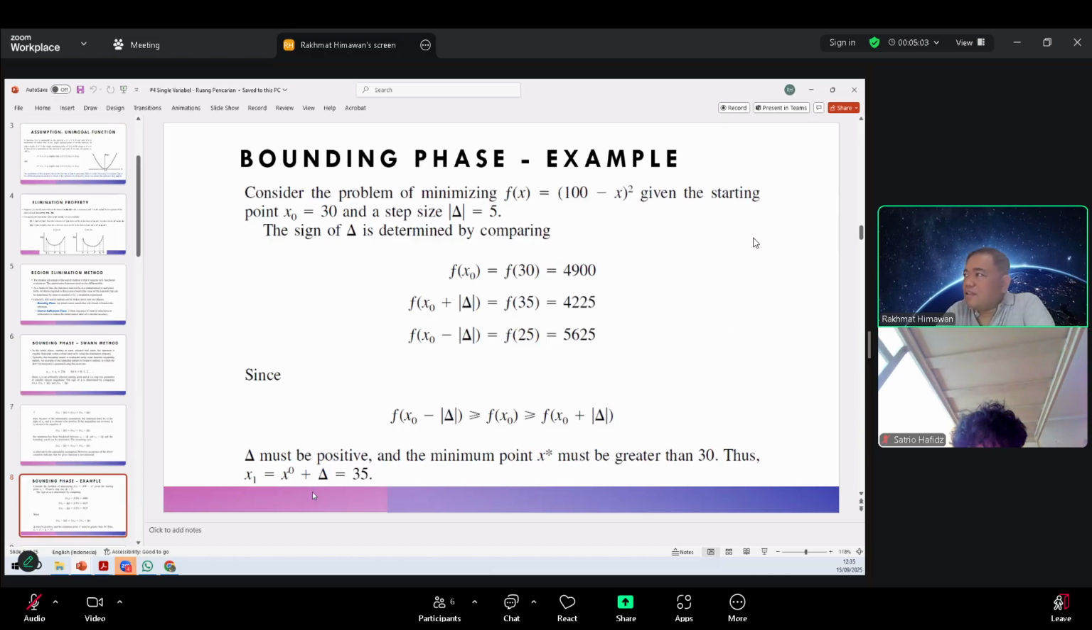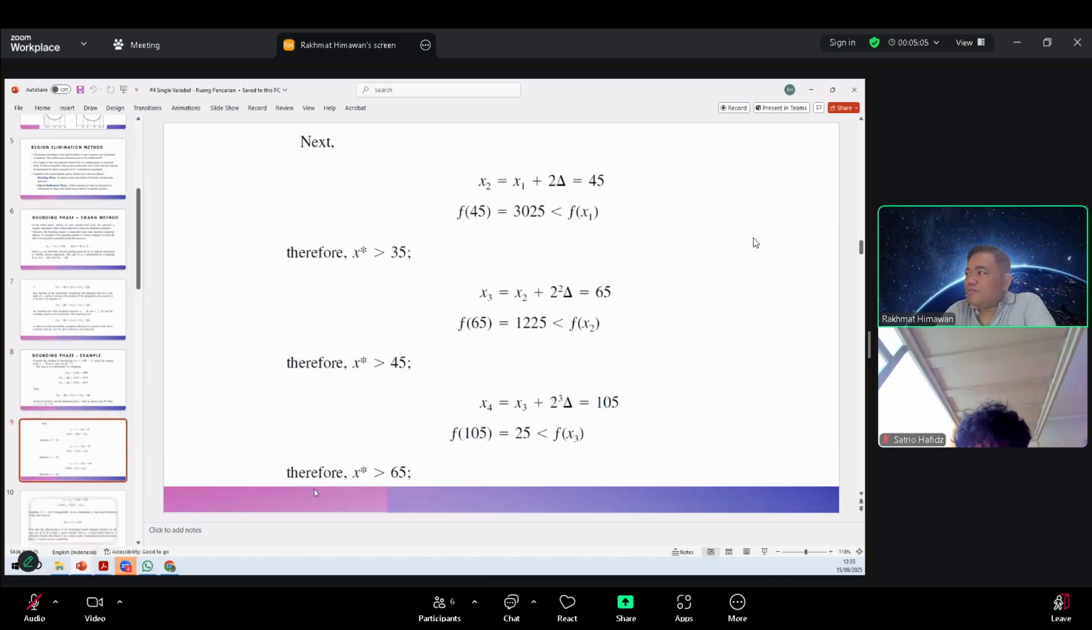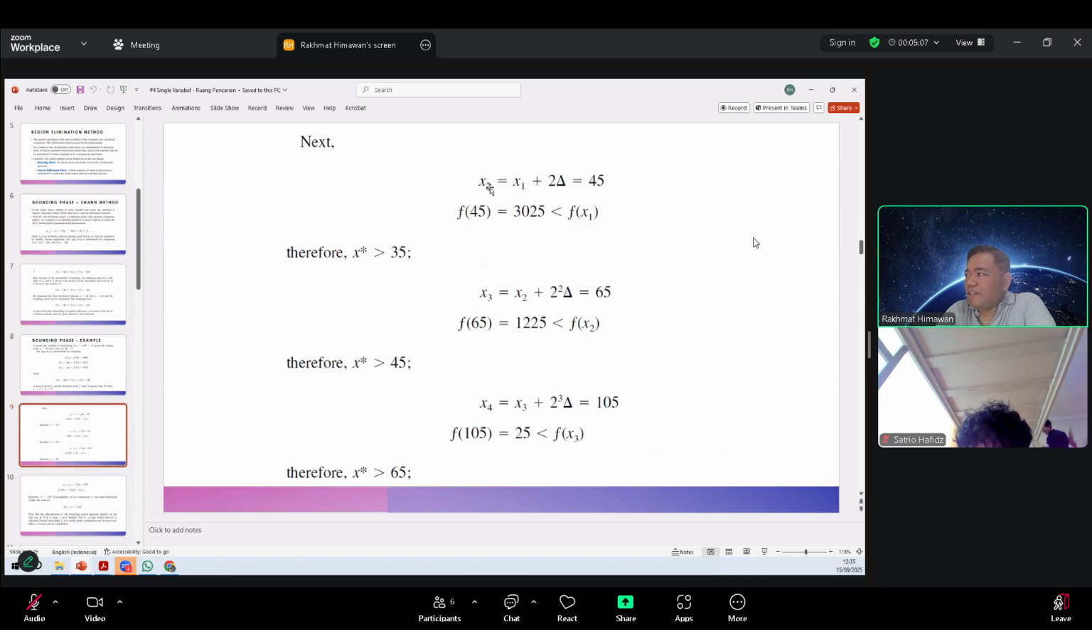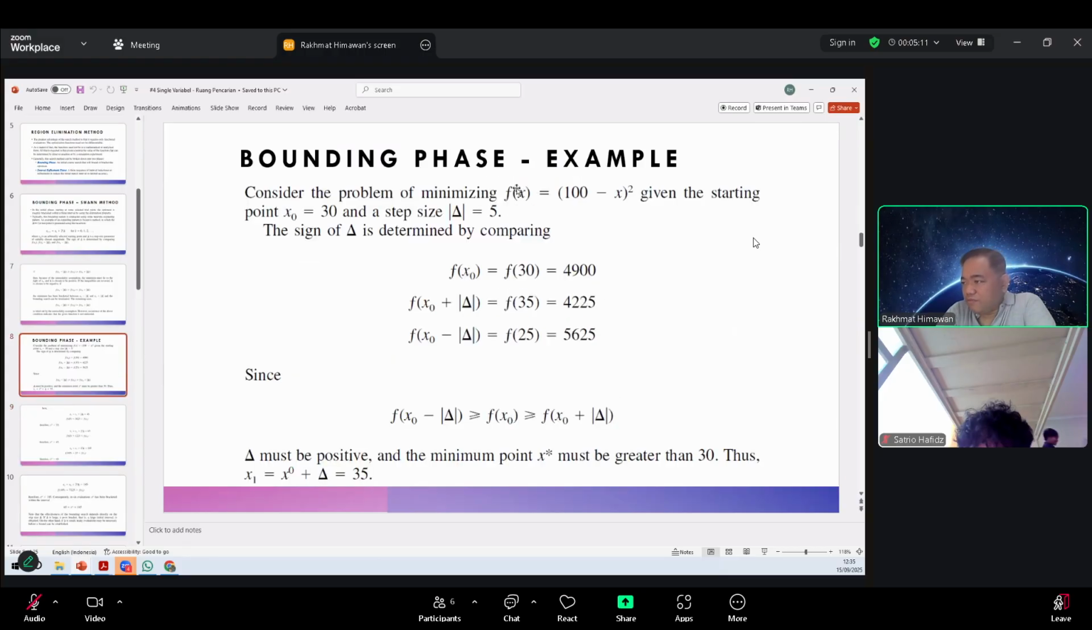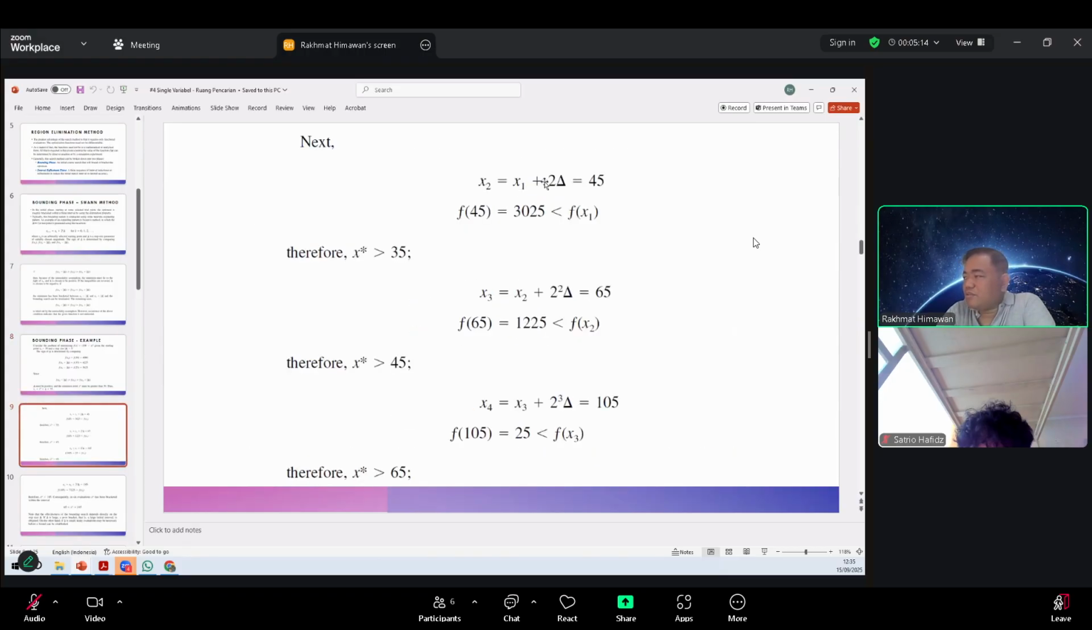Okay, and then continue. Now we need to find x2. We already have x1, which is 35. Now, how about x2? x2 is what? x1 plus 2 to the power of k multiplied with sigma. What is x2?